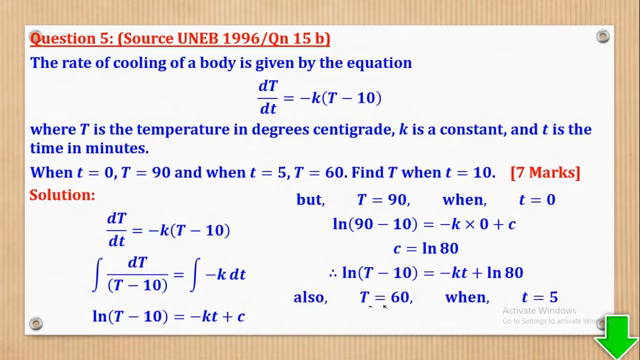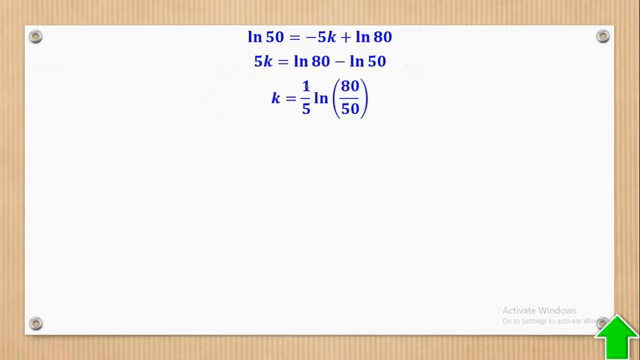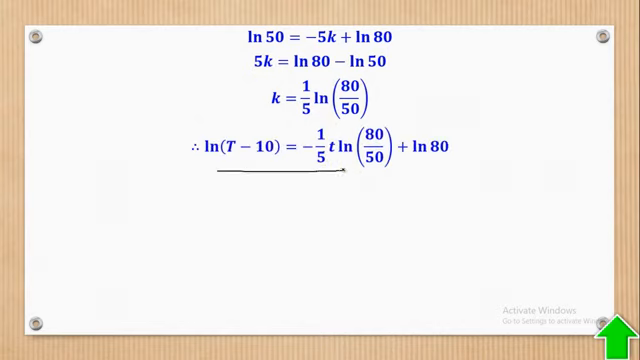Also we know that temperature is equal to 60 when time is 5. Therefore we shall come and substitute, and when you substitute I shall be able to get the value of K. So when you simplify, you shall come up with that, and therefore K is equal to 1 over 5 ln 80 over 50. When I substitute for K, I'll come up with this equation. So this is what we call the particular equation.